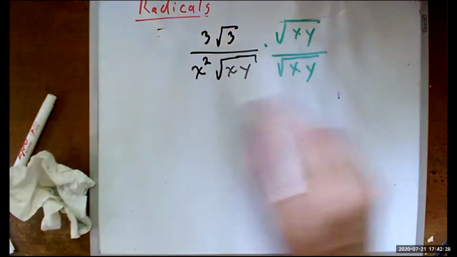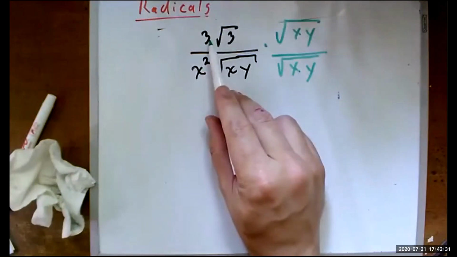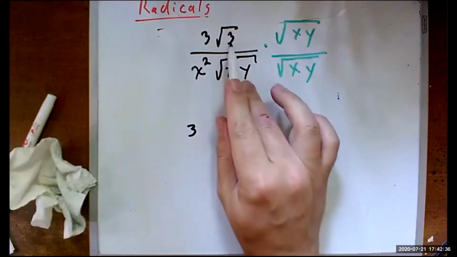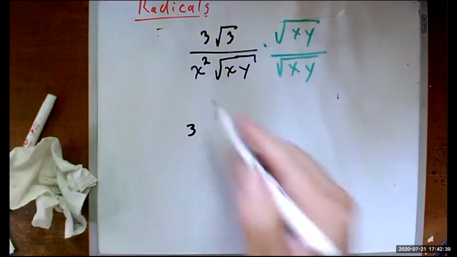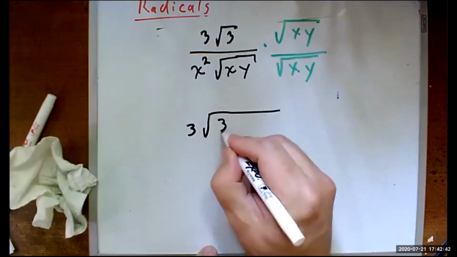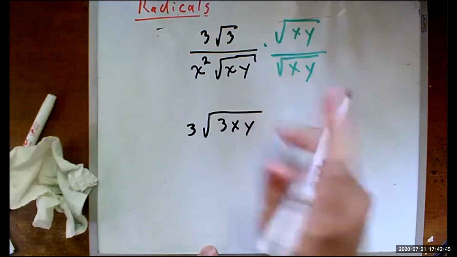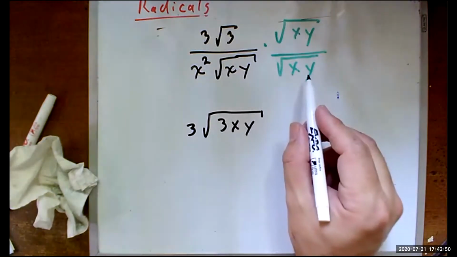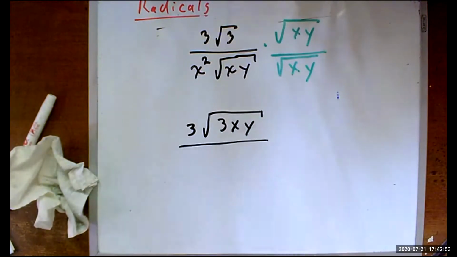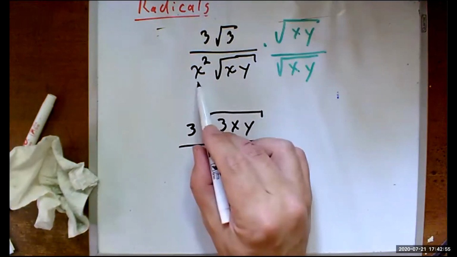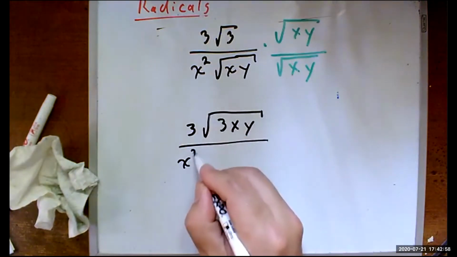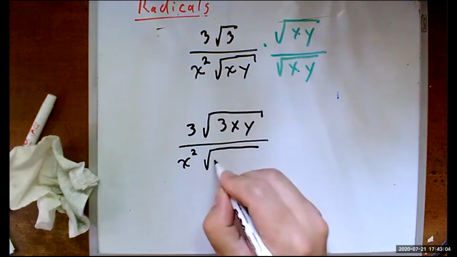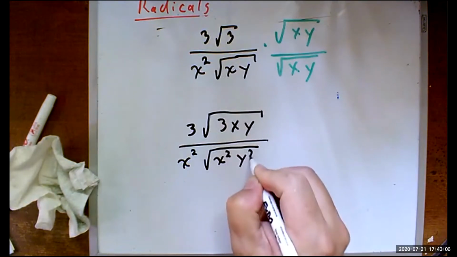When we do this, we're of course multiplying straight across. So the 3 just comes along for the ride. That's no big deal. Root 3 times root xy all comes together, and I end up with 3xy. That's no problem. On the denominator, if I do this out in excruciating detail, the x squared comes for the ride. Square root xy times square root xy ends up being square root x squared y squared.